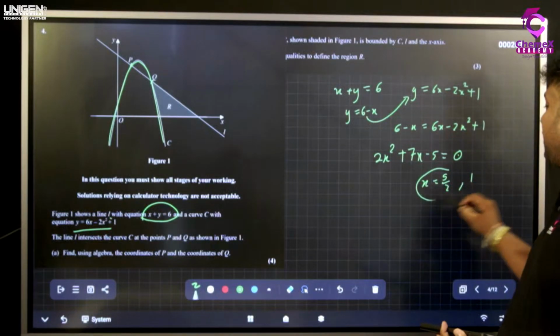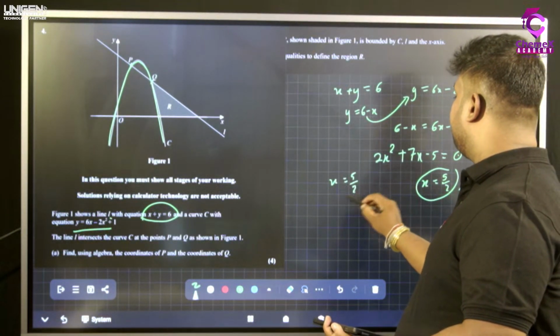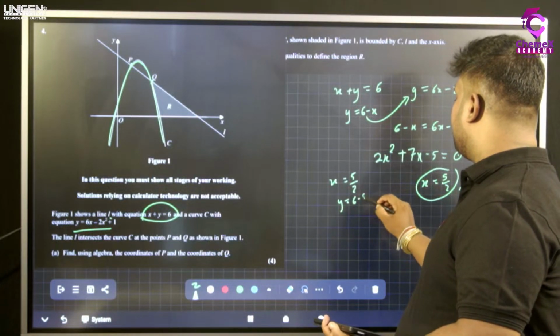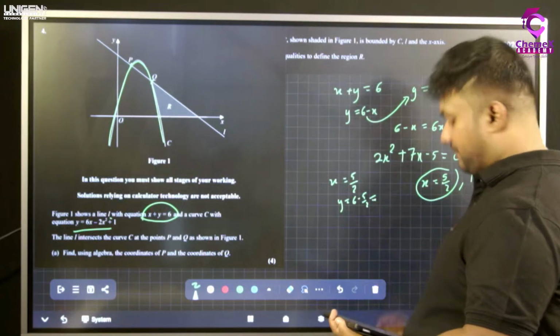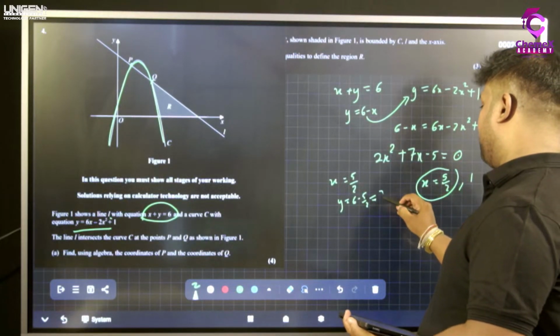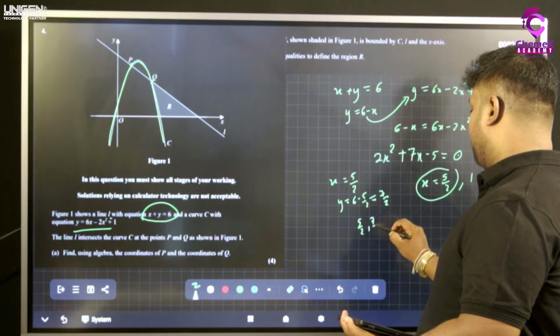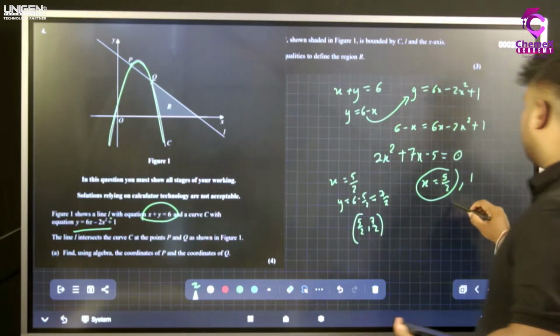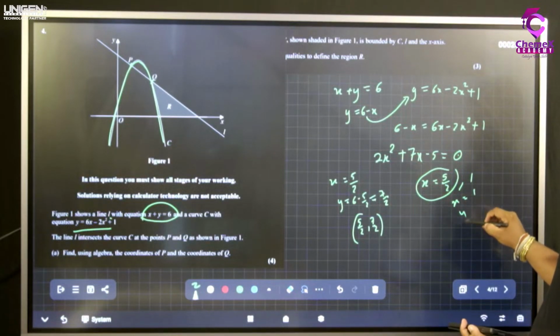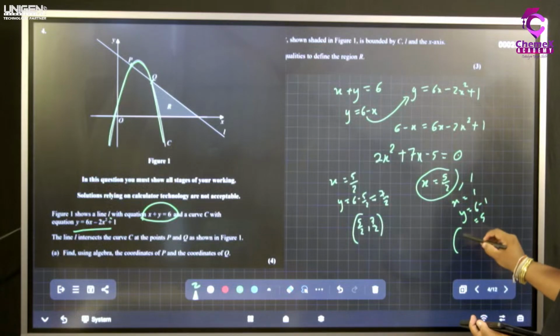So good. Then how do you get the y term? When x equals 5 over 2, y is equal to what? 6 minus 5 over 2. What is that value? 7 over 2. So one coordinate is 5 over 2, 7 over 2. The other: when x equals 1, what is y? 6 minus 1, 5. The other coordinate is 1, 5.